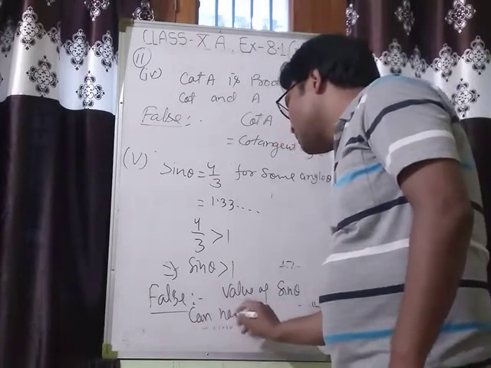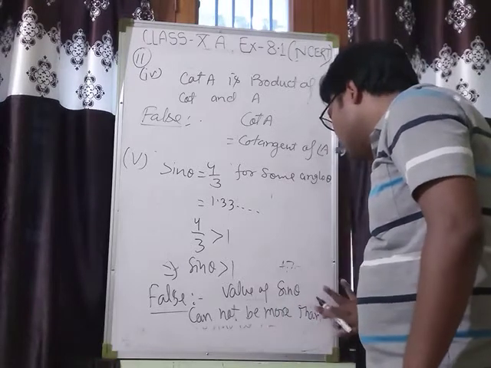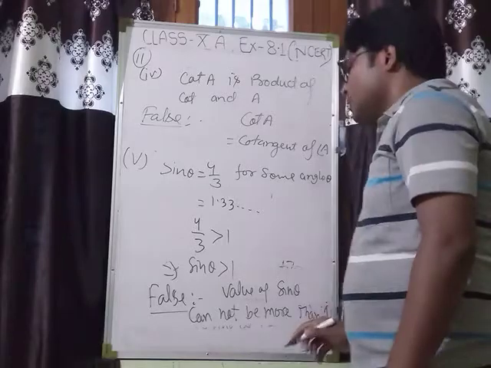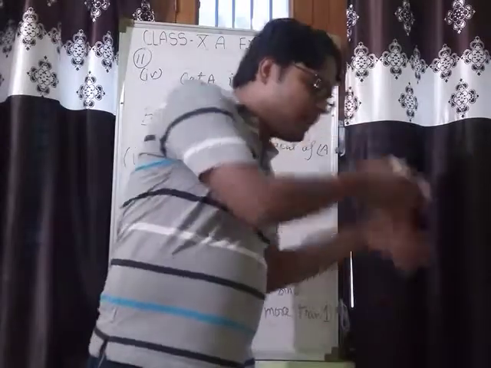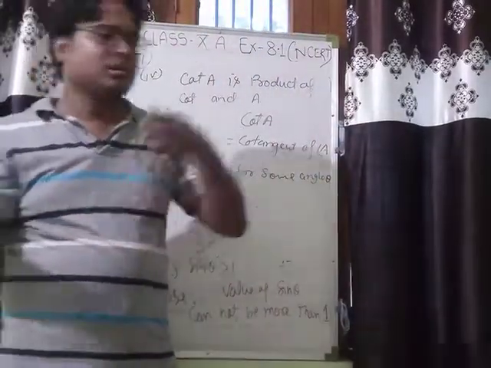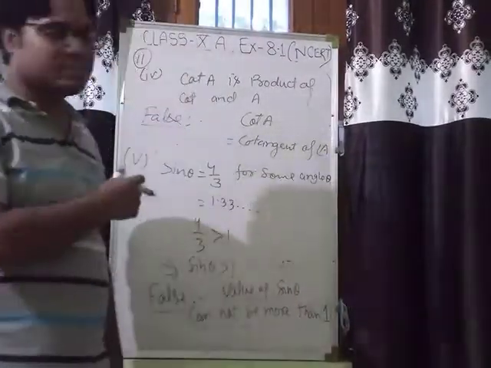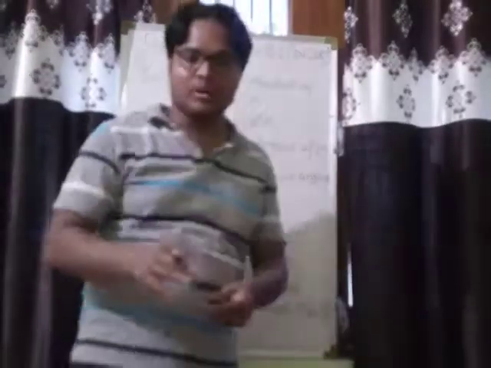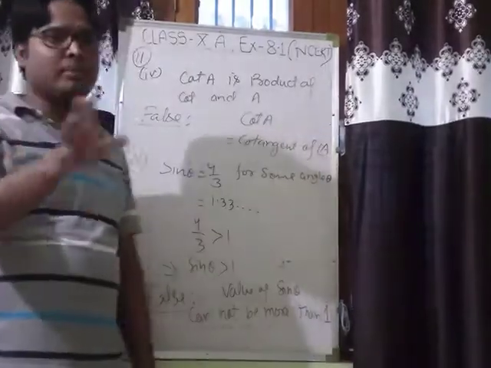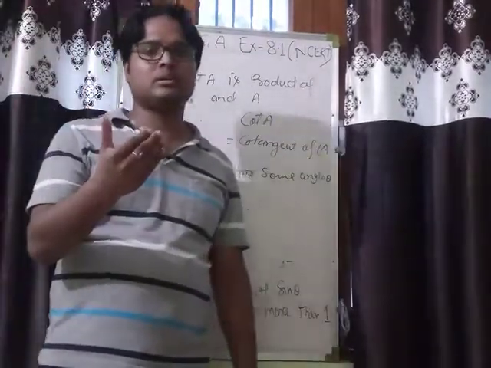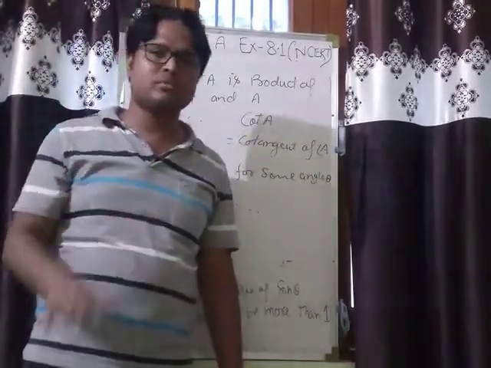Okay, the value of sine cannot be more than 1. It is 1 or less than 1, -1 or greater than -1. It can neither be less than -1 nor more than 1. Okay, so that finished our exercise 8.1. So homework for you, solve the examples related to this exercise 8.1. So that's enough for today. Thank you.